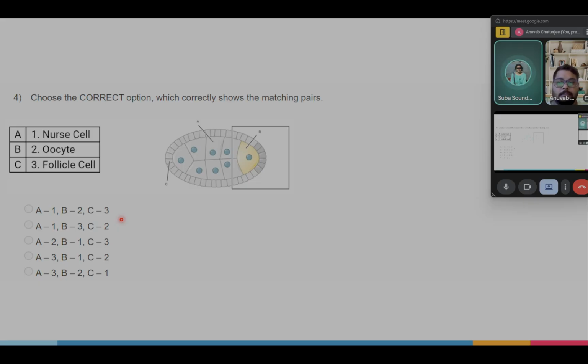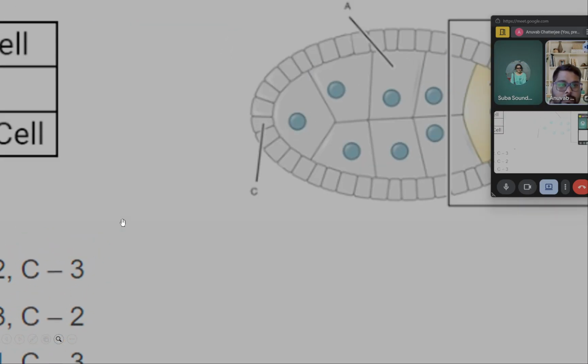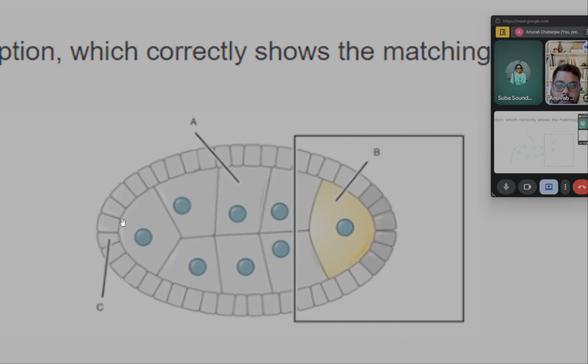I can see the image clearly, and I don't know where A, B, and C are. Well, let me zoom in. Can you see it now? Yeah, now I can see a faint image. Okay.